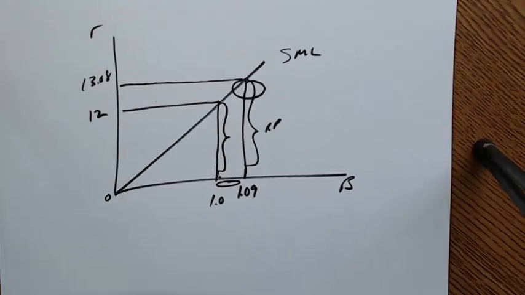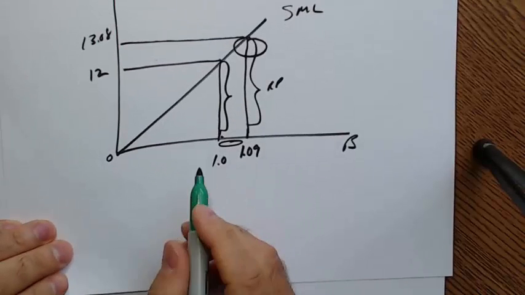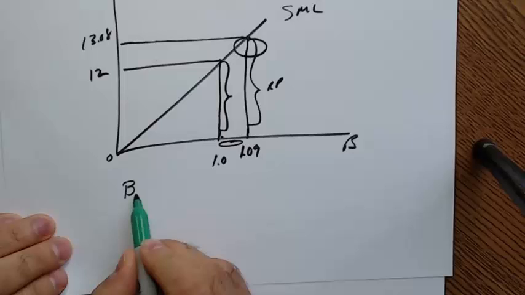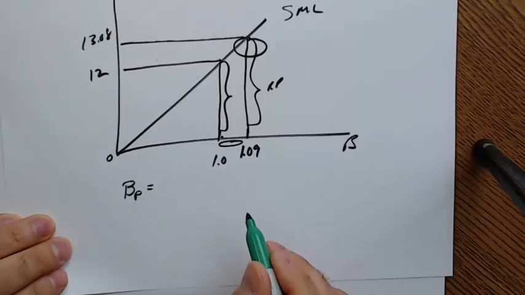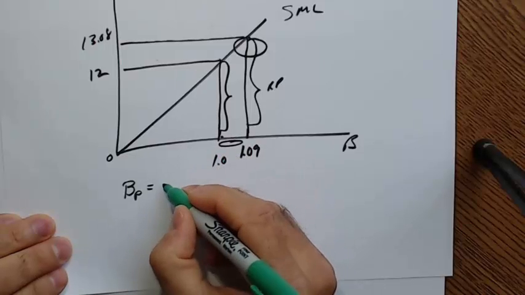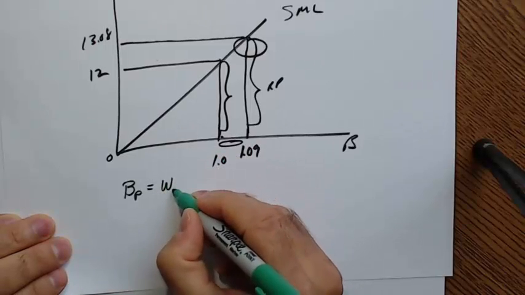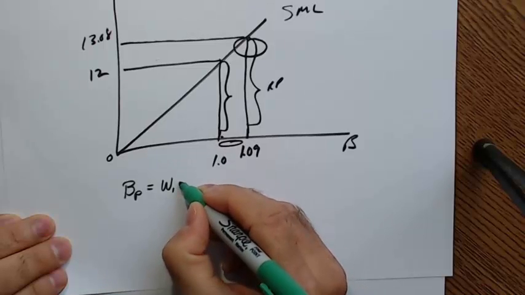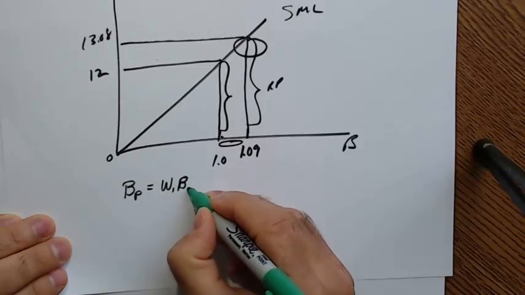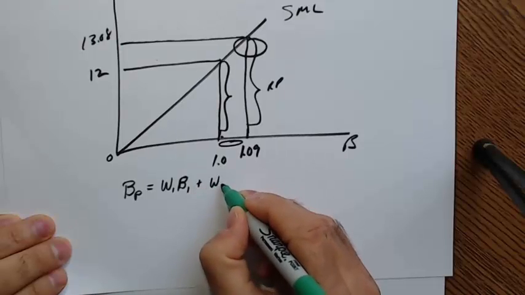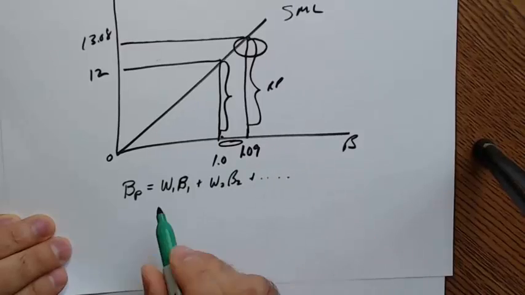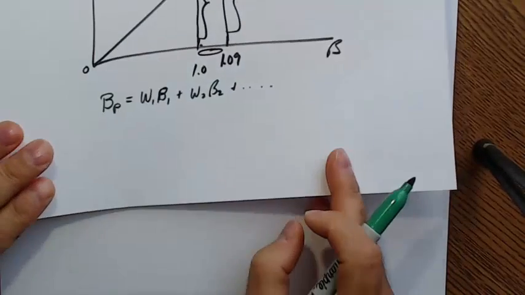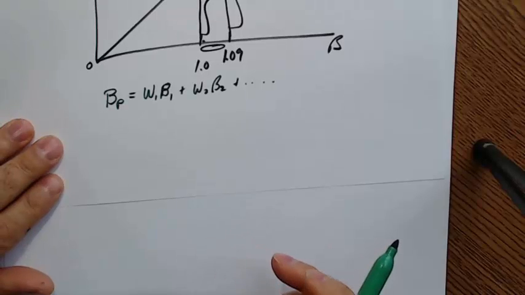One more thing before I wrap up this video and this chapter is the beta of a portfolio. The beta of a portfolio is simply a weighted average of the betas of the stocks in the portfolio. So we have the weight for stock 1 times the beta of stock 1 plus the weight of stock 2 times the beta of stock 2, and so on. That is the beta of a portfolio, a simple weighted average of the betas of the stocks in the portfolio.